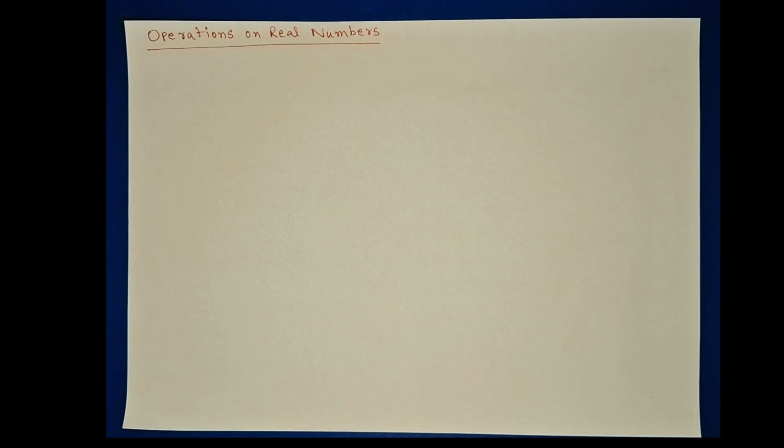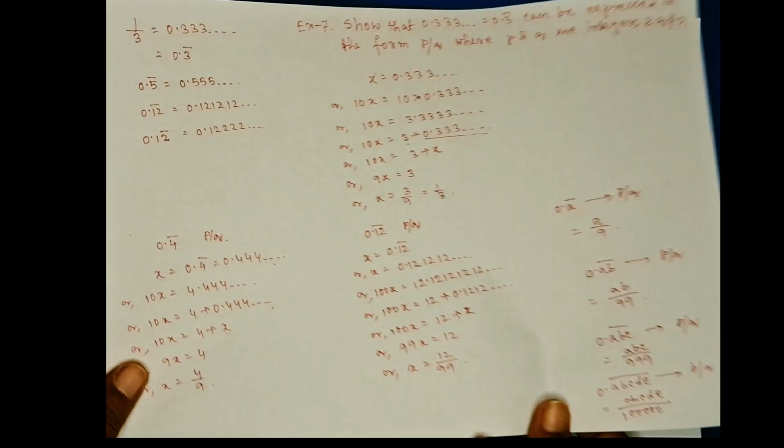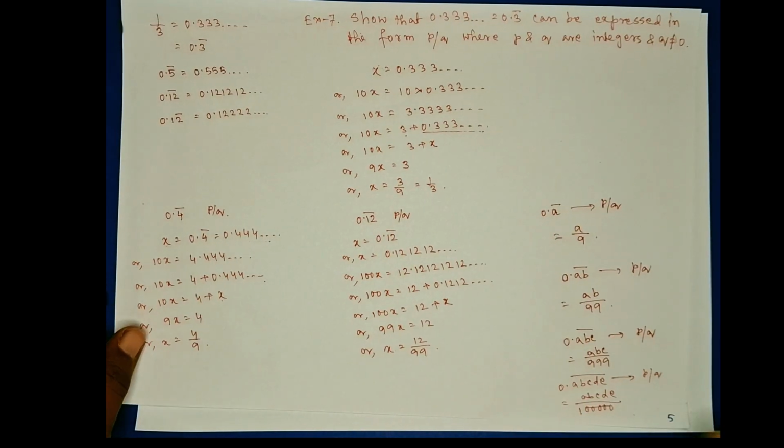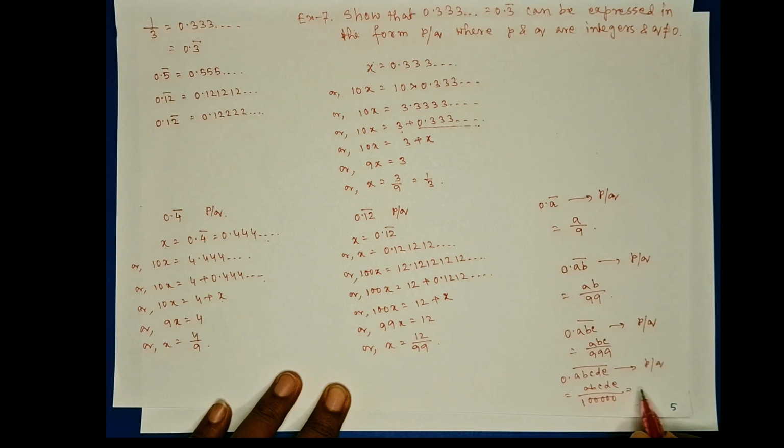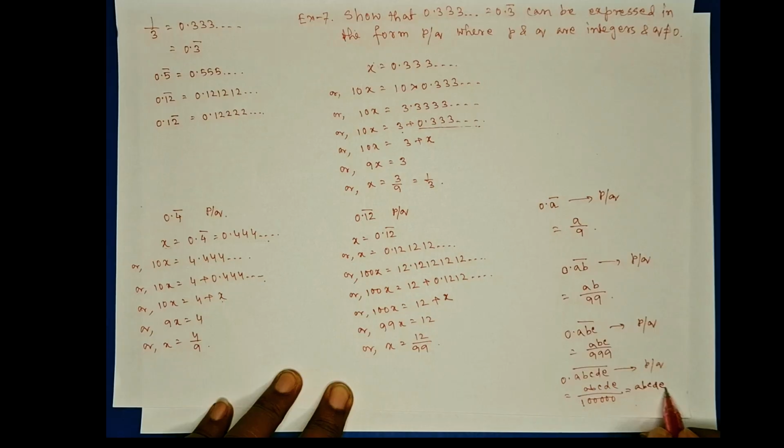Before starting, I am going to give you some corrections on the previous video. In this slide, in the earlier video, I have shown that 0.abcde bar will be equal to abcde by 1000000. This is wrong. It should be equal to abcde by 99999. Please correct it.